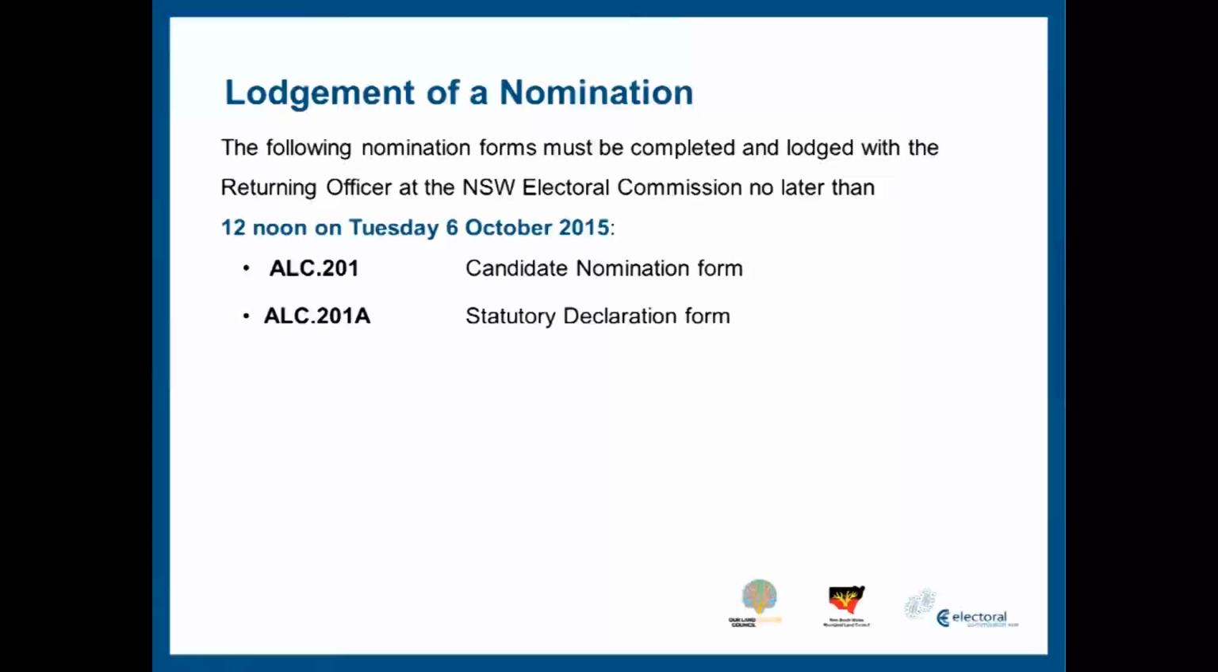The statutory declaration form, ALC 201A, is required to be lodged at the same time as the nomination form. If the statutory declaration form is not lodged, then the nomination will not be accepted. A $50 nomination deposit in the form of cash, money order or bank cheque must also accompany the nomination and be received by the returning officer by 12 noon on Tuesday the 6th of October.